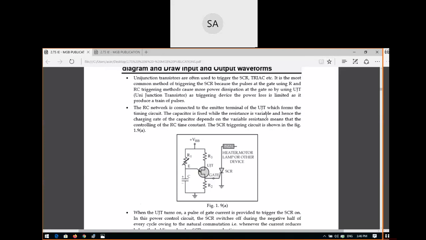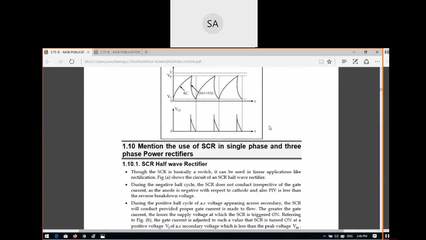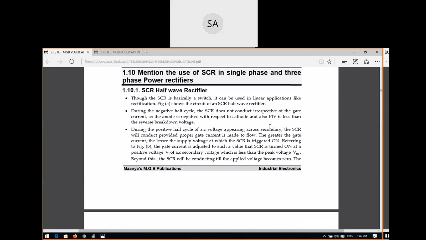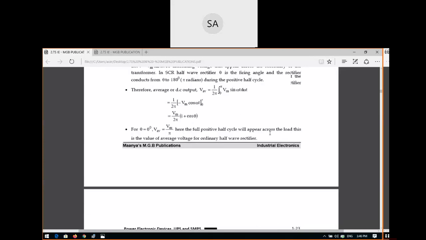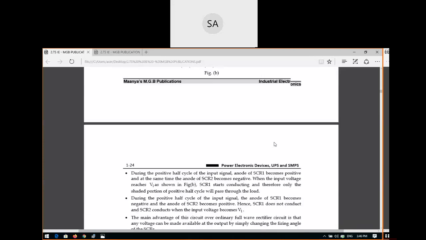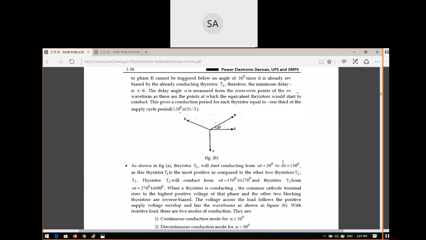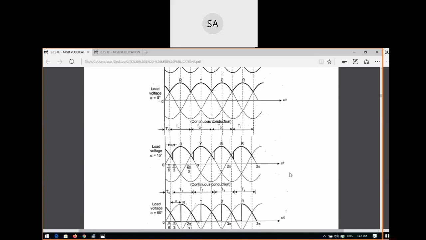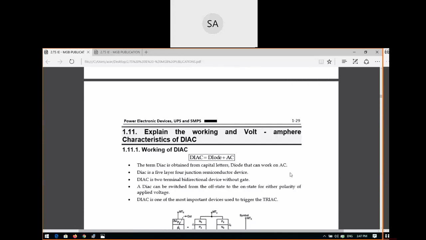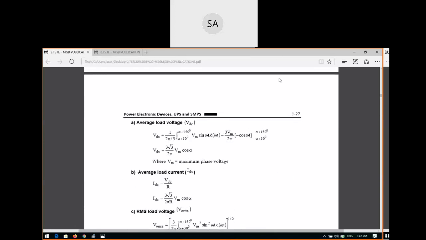Right, this is today's class. Because of the time, I conclude here. We will discuss different concepts in the next class: full wave rectifier, half wave rectifier using SCR, three-phase rectifier like this. Then we have the DIAC and TRIAC characteristics. Okay, so we will wind up here today.